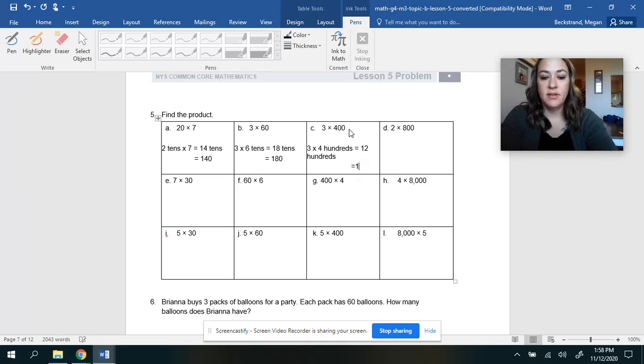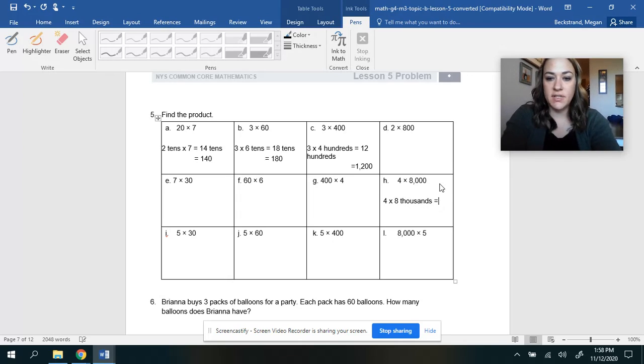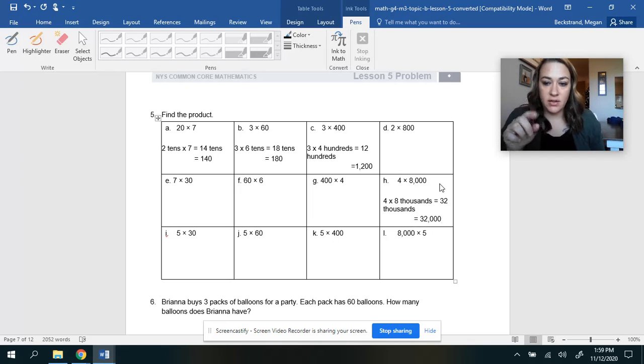When we read that, we kind of say the answer. Let's do 1,000 together. So 4 times 8 thousands. What's 4 times 8? 4 times 8 gives us 32. It's not just 32, it's 32 thousands. And then we can rewrite that in number form, which would be 32,000. Okay.